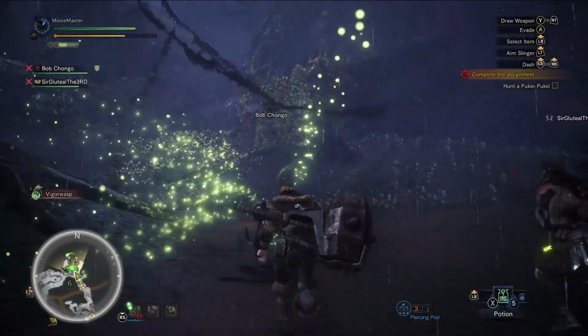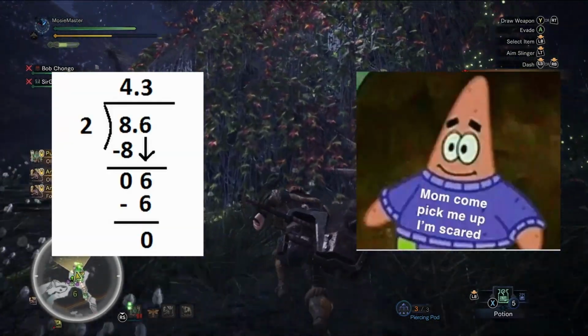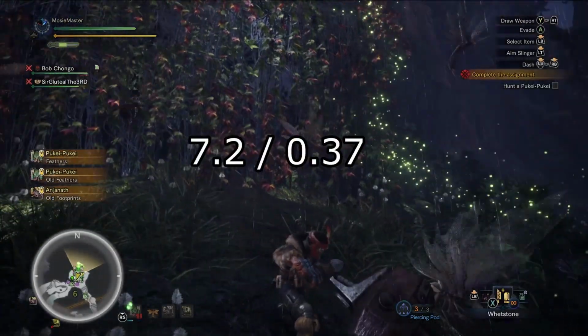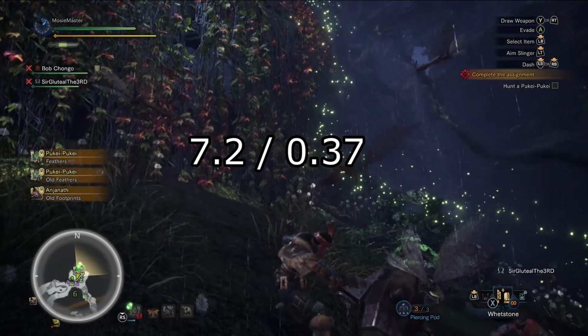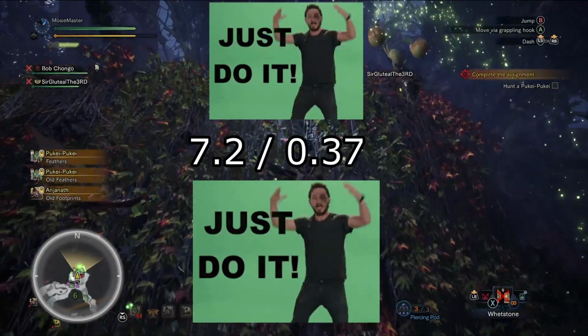Here it is, ladies and gentlemen, the final fight of the lesson, dividing decimals. Let's start with the problem and then work our way from there. Let's start with 7.2 divided by 0.37. Now that we know how to solve the rest of the problems, let's do this.